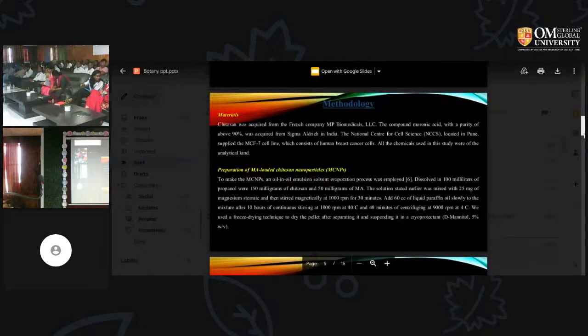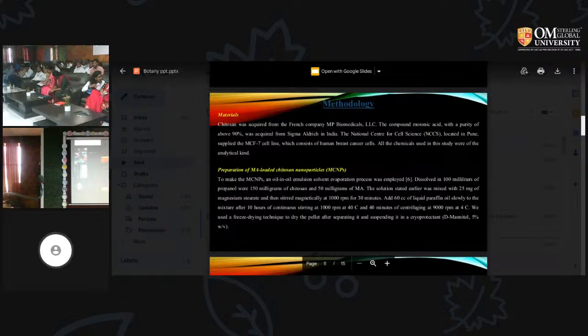Materials and methodology. Chitosan was acquired from the French company MP Biomedicals LLC. The compound moronic acid with a purity of above 90% was acquired from Sigma Aldrich in India. The National Center for Cell Science, NCCS, located in Pune supplied the MCF7 cell line, which consists of human breast cancer. All the chemicals used in the studies were of the analytical kind.